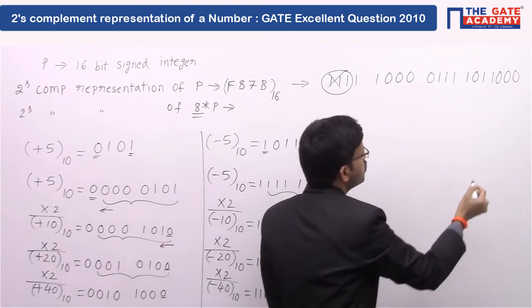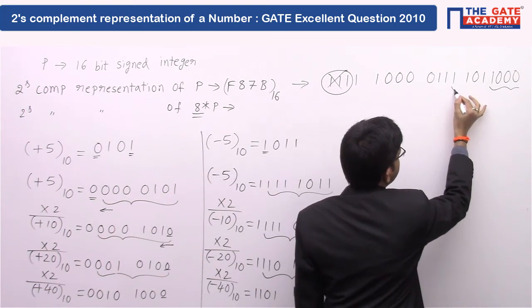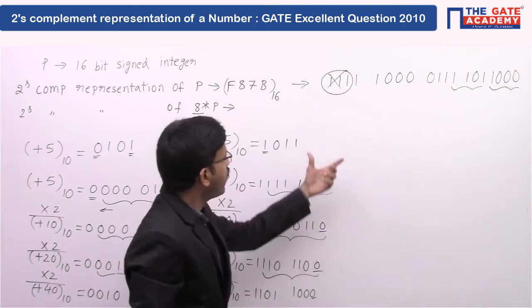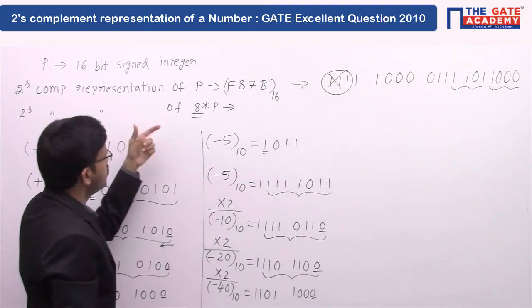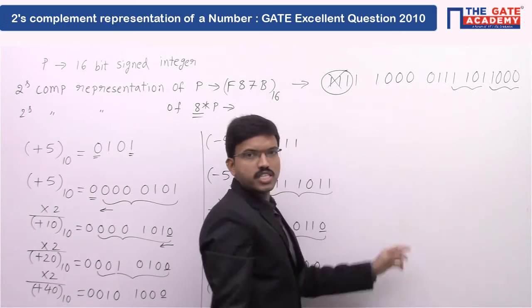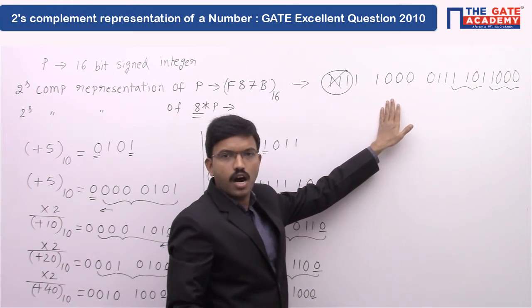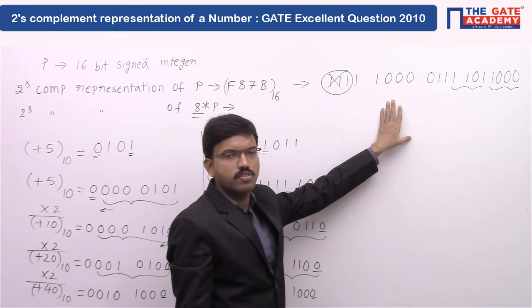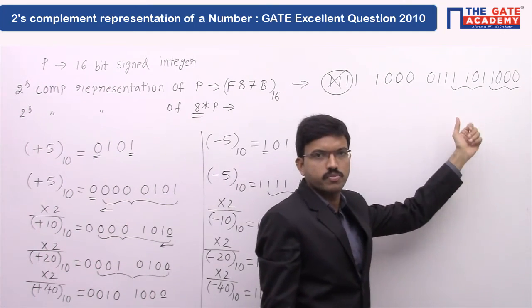Now do the grouping of 4 bits. You will get the equivalent value for this. This is the 2's complement representation of 8 times p. Now, in the options, he has mentioned the hexadecimal format. That's why I am doing the grouping of 4 bits.